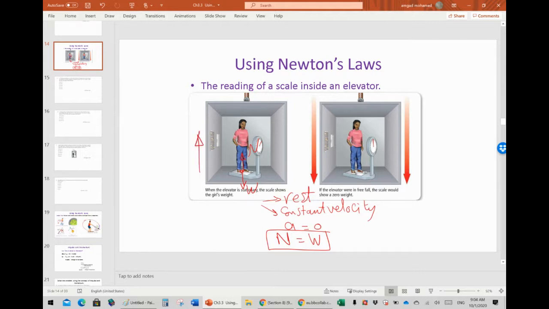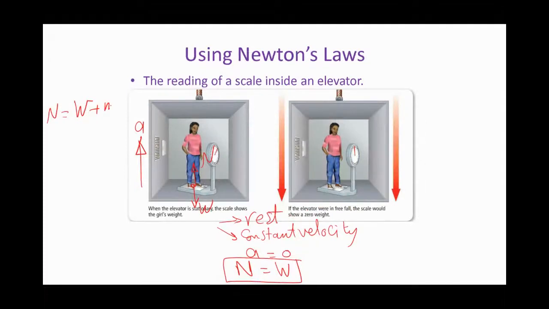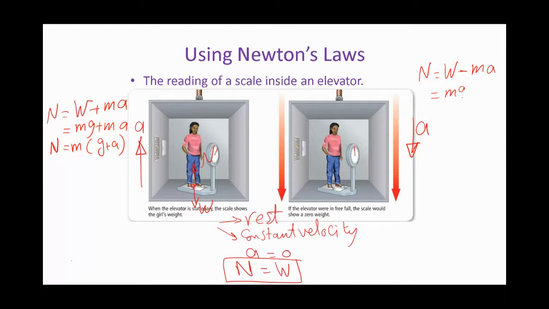But if the elevator accelerates upward, we say the normal force equals W plus mass times acceleration, or you can say mg plus ma, or mg plus a. So the normal force expresses the reading of the scale. On the other side, if the elevator accelerates downward, we found that the normal force, which is the reading of the scale, equals W minus ma, or mg minus ma, or mg minus a. So this is when the elevator accelerates downward.